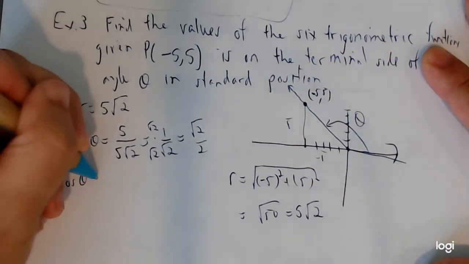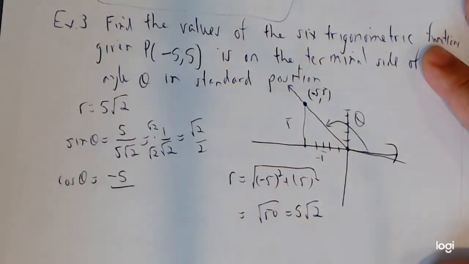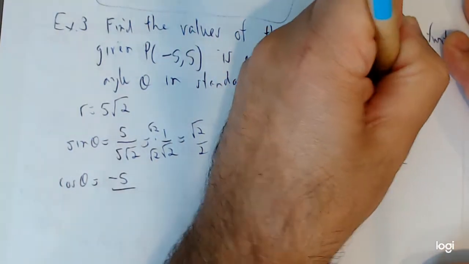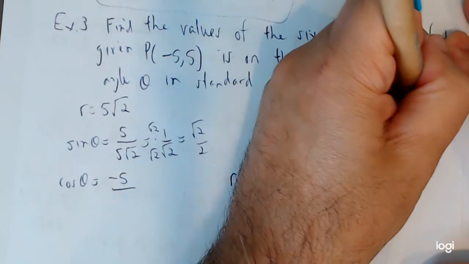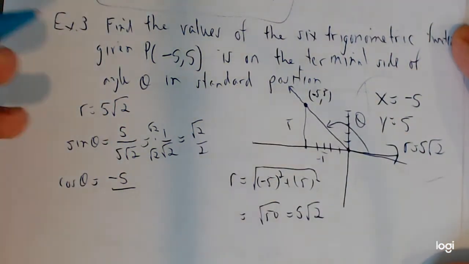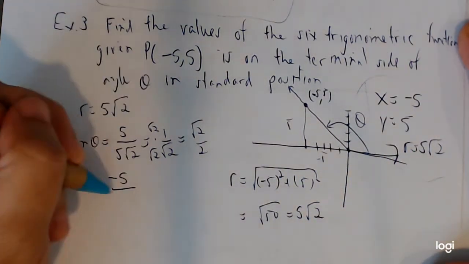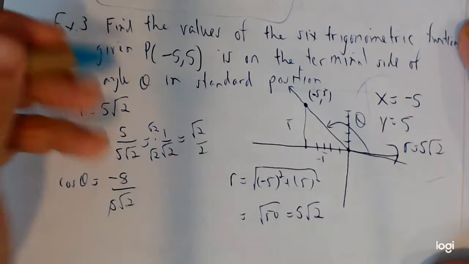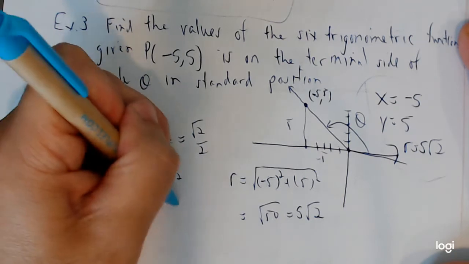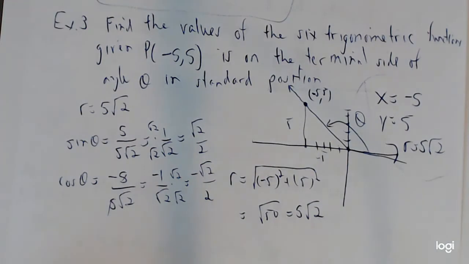So what would cosine of theta be? Maybe I should write this off to the side because it's important: x is negative 5, y is 5, r is 5 rad 2. These are the pieces of information I need to answer this. So cosine of theta is x over r. x is negative 5, r is 5 rad 2, the 5's cancel out, and I get negative 1 over rad 2. Once again, to rationalize this, I multiply top and bottom by rad 2, and I get negative rad 2 over 2. Okay, so let's move on to the next one.